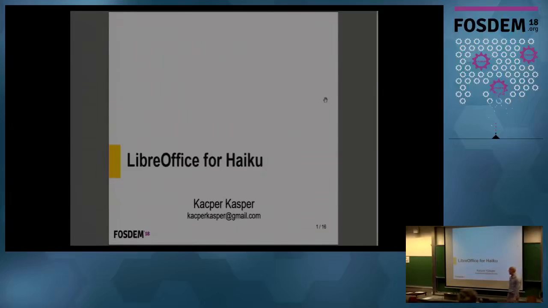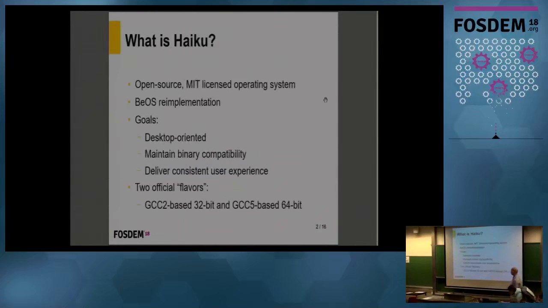I've also contributed code to KDE and some other small open source projects. So, what is Haiku? Haiku is an open source MIT licensed operating system. It is a BeOS re-implementation. BeOS was an operating system that died in 2001 because the company behind it went bankrupt. But it had really a lot of really nice technical solutions.